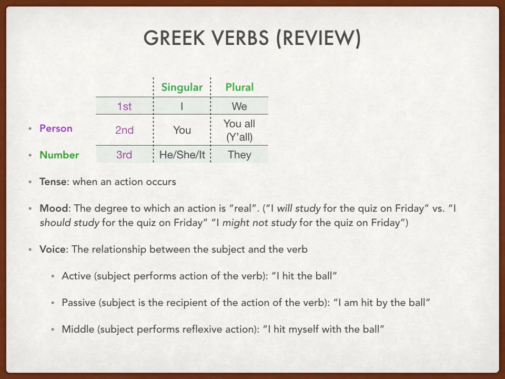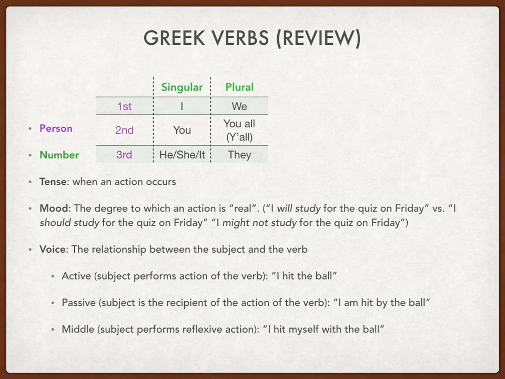In addition, we talked about tense. When an action occurs is going to be important. Right now, all the ones we're dealing with are in present tense, so we don't really need to worry about tense for now. We'll learn other ones later. Mood is going to be important today, the degree to which an action is real, the difference between I will study for the quiz versus I should study for the quiz, or I might not study for the quiz. And finally, voice, the relationship between the subject and the verb.